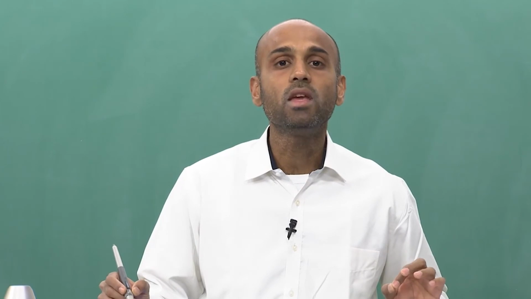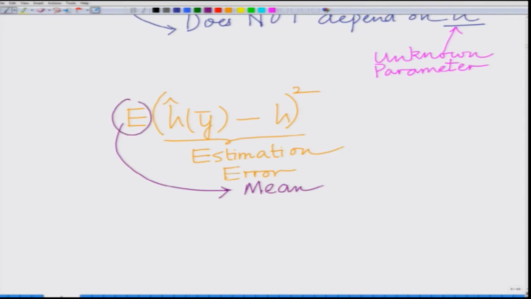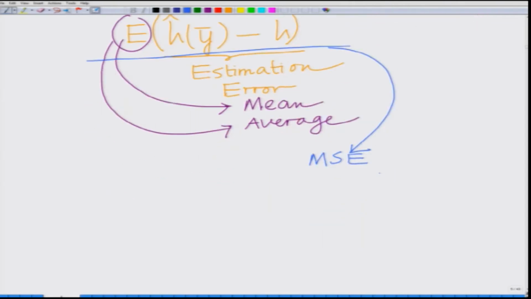That is also termed as the mean squared error of estimation. So, I am going to denote this average by the expectation operator, which gives me the mean. This quantity also represents the average, and this total quantity that you have over here is known as the MSE, the mean squared error, and this is an important quantity that we will be considering in the rest of this course.